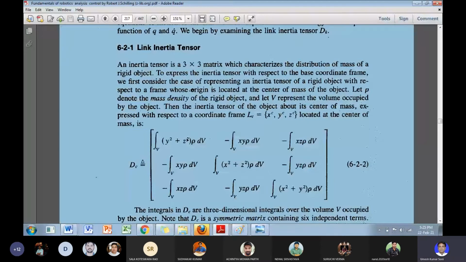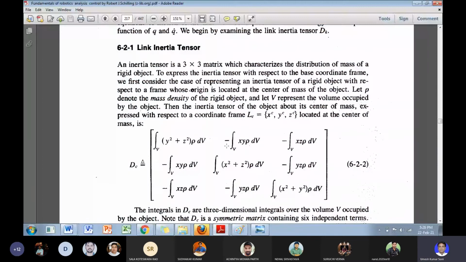In which plane is this? Can you tell me? In the zy plane, z plane, x. d11, d12, d13, and the diagonal terms are like this, and this is a symmetric matrix which has a minus xy rho dv, and in the same row and column the elements are the same, so this is a symmetric matrix.